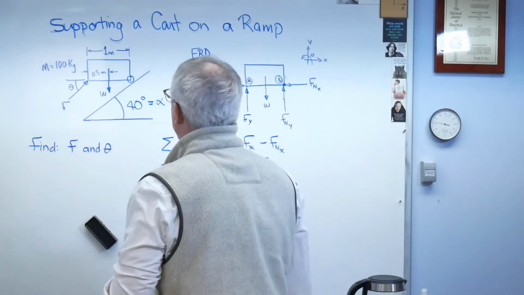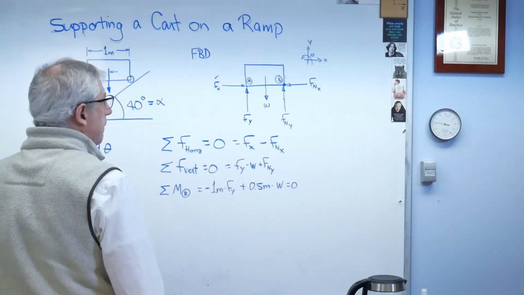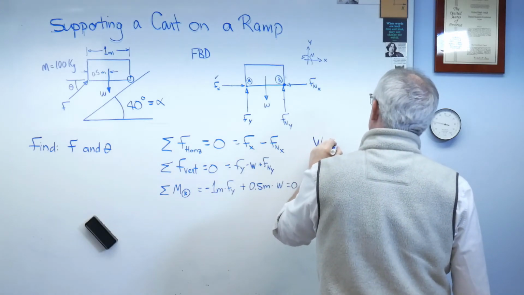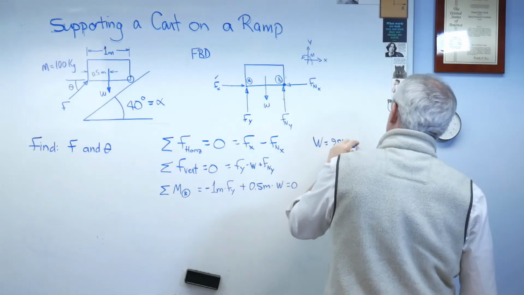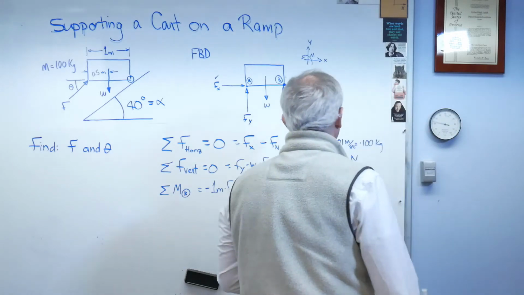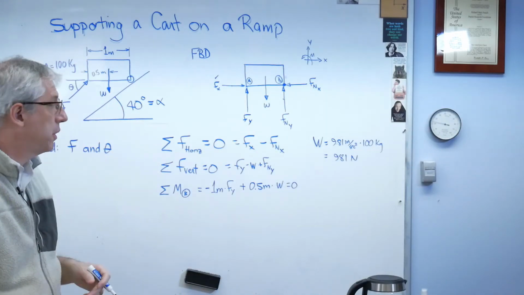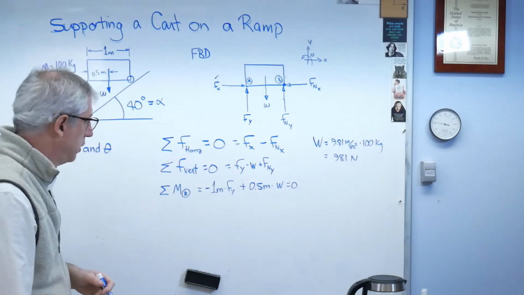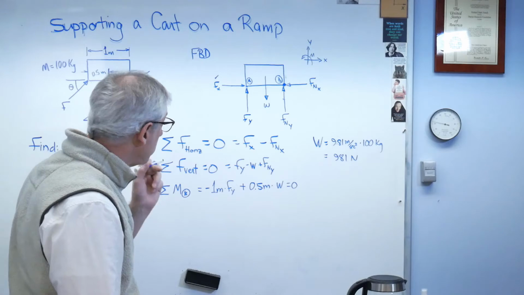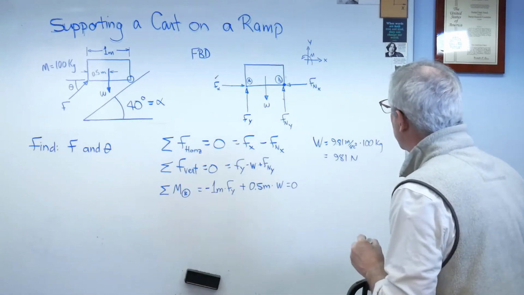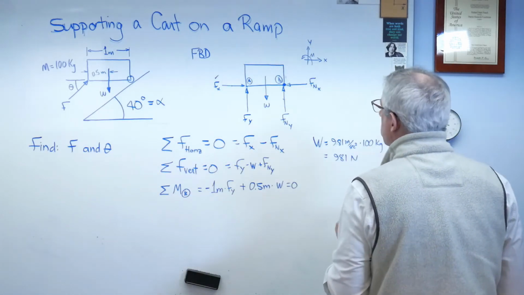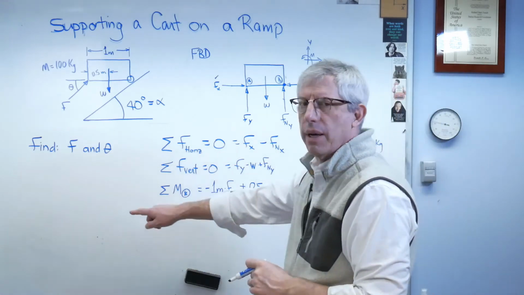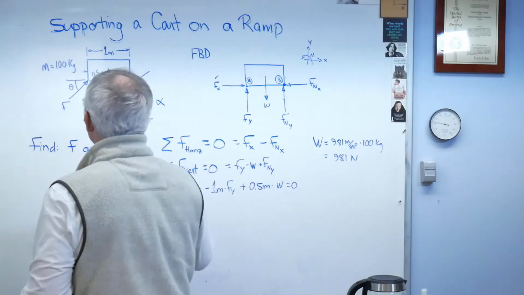All right, let's write down some other stuff here. W is 9.81 meters per second squared times 100 kilograms, so it's 981 newtons. So we know what that is. Let's see, how about the normal forces here? Let's draw a force triangle. I'm starting to run out of real estate on my little board here, so I'm going to go over here just because that's where the room is.